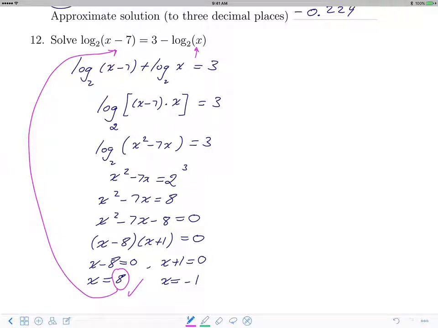With negative 1, if we plug in negative 1 in here, we have a problem because the domain of log is only positive numbers. So the only solution that matches here is 8. And that's the only number that will be in my solution set.